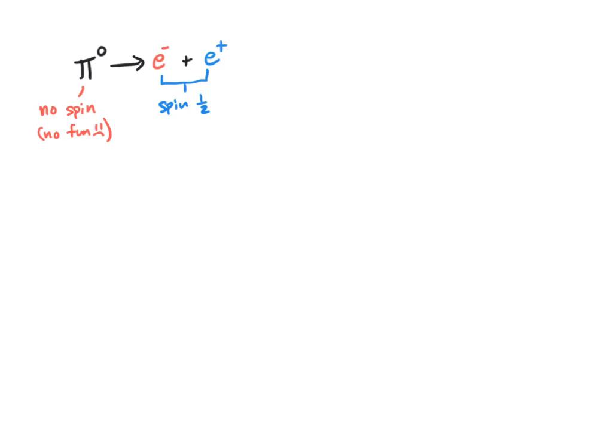And so when a pi meson decays into an electron and a positron, there also must be no overall angular momentum, because angular momentum is conserved. And so if the electron is spin up in a particular axis, then the positron has to be spin down and vice versa.